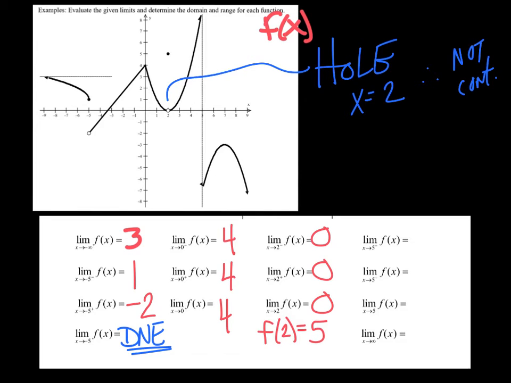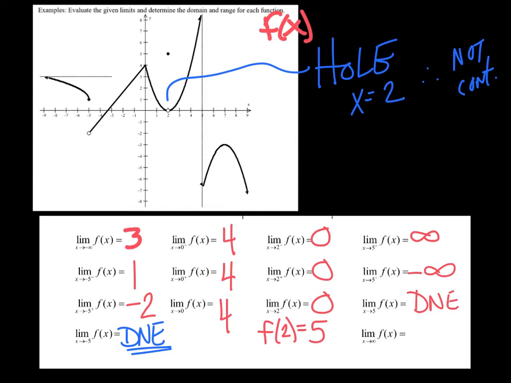Let's go ahead and try 5 from the left. So if I approach, here's 5 on the x-axis. If I go 5 from the left, it looks like this graph is headed up towards positive infinity. If I go 5 from the right, it's headed down towards negative infinity. Therefore, my limit does not exist.